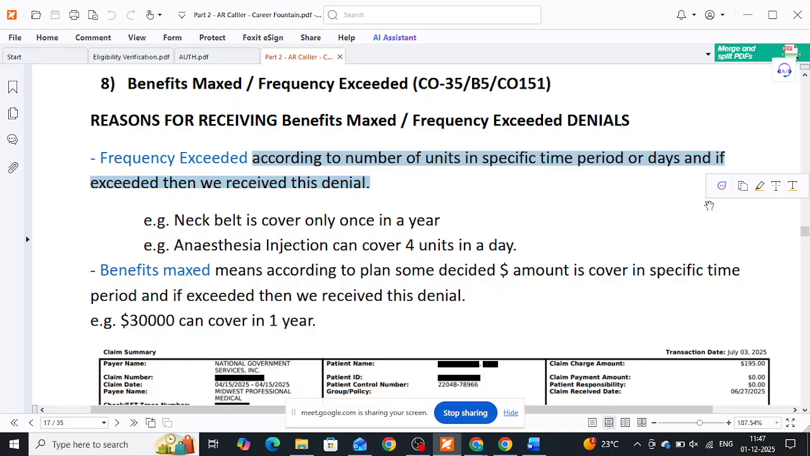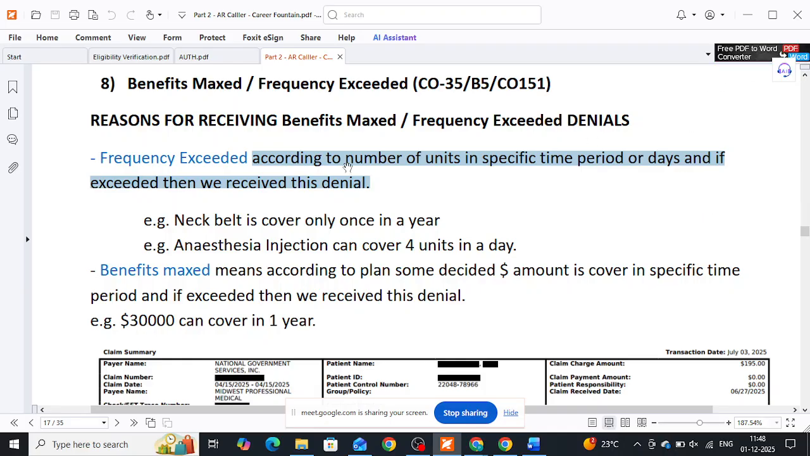Okay, example: anesthesia injection. They will pay only for 3 units and deny the other 3 units as frequency exceeded. Or in 6 months, the patient has had multiple claims billed by us or another provider, and the patient has only $50,000 coverage in his plan, and it was already reached in June. So after June, whatever claims any provider bills for that patient, every time they will receive a denial as benefit max.